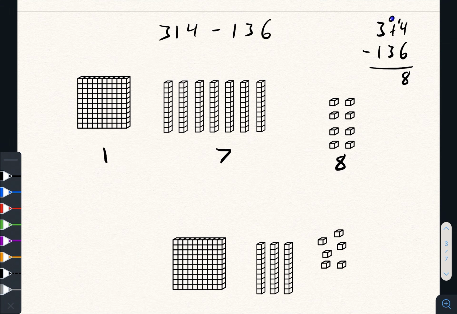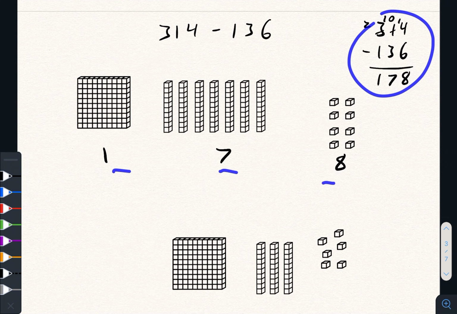And then I don't have enough tens right here for this column to take 3 tens away. So I have to borrow from the hundreds. So I take 100 away, and now I have 10 tens instead of 0 tens. So I take away the 3, and I'm left with 7. And then I do 2 hundreds minus 1 hundred, and I get 178. So all of these steps are very much mirrored by this whole exchange process that we do with these base 10 blocks.